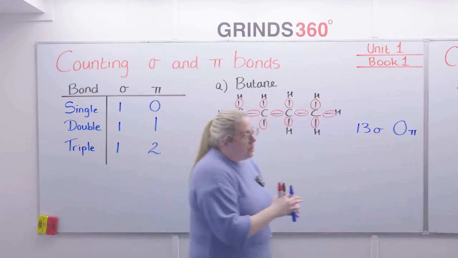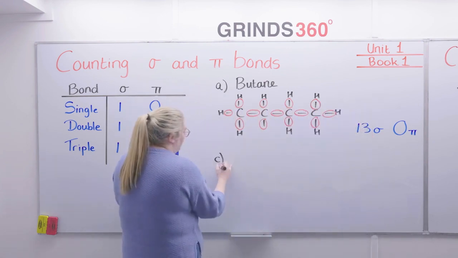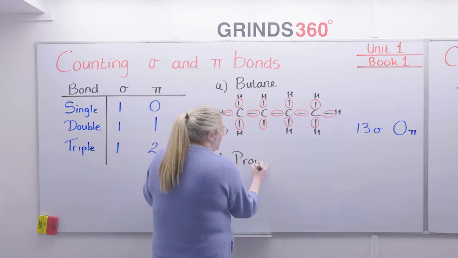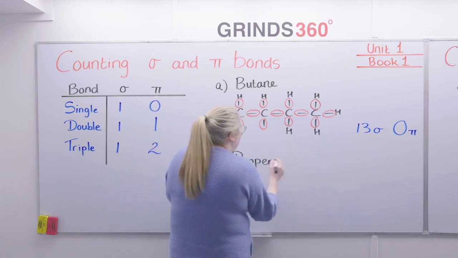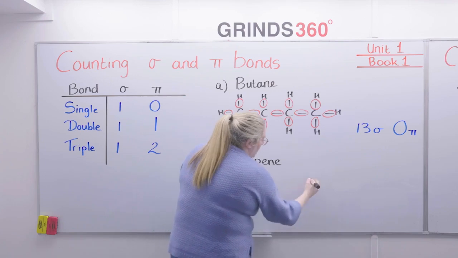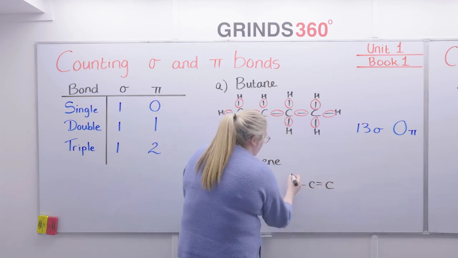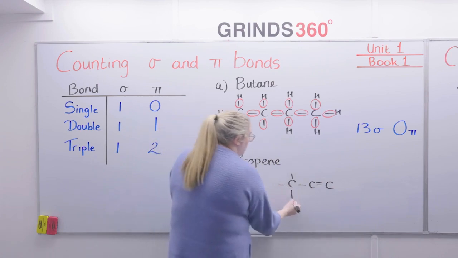Now, the next one that I want to have a look at, I'm going to go down to propene, which is question C. Prop is 3 carbons, and now ENE at the end is telling you that there's a double bond in the structure. So if I draw that as 1, 2, 3, we draw the double bond there. It actually doesn't matter where I draw the double bond, but we'll see that later.